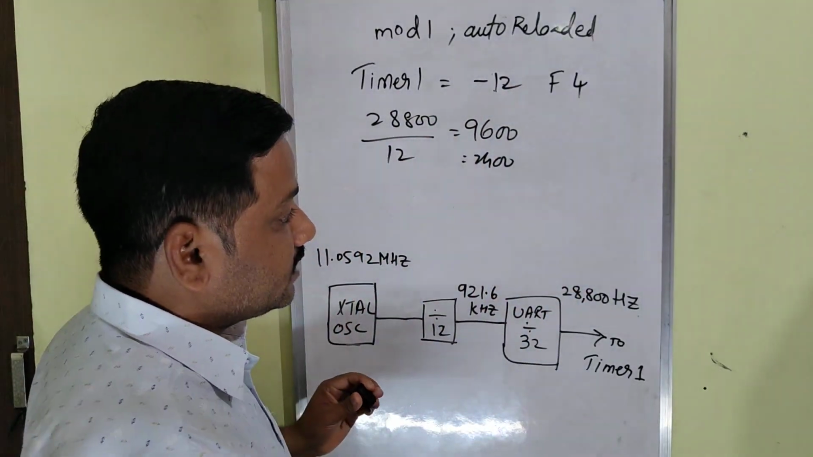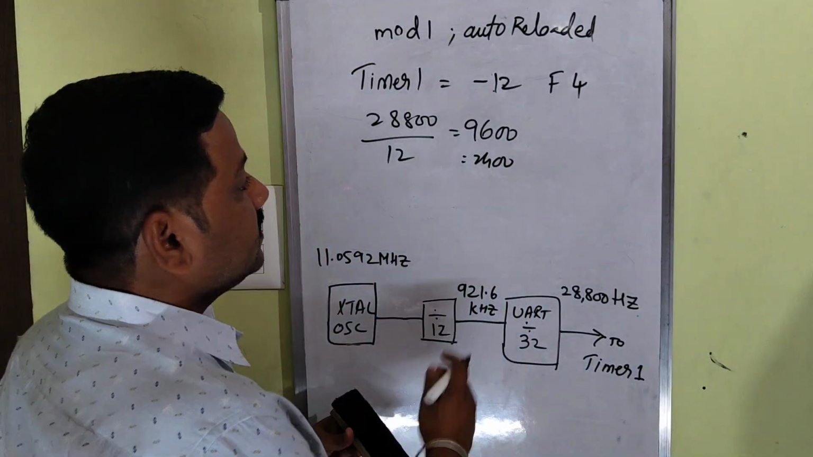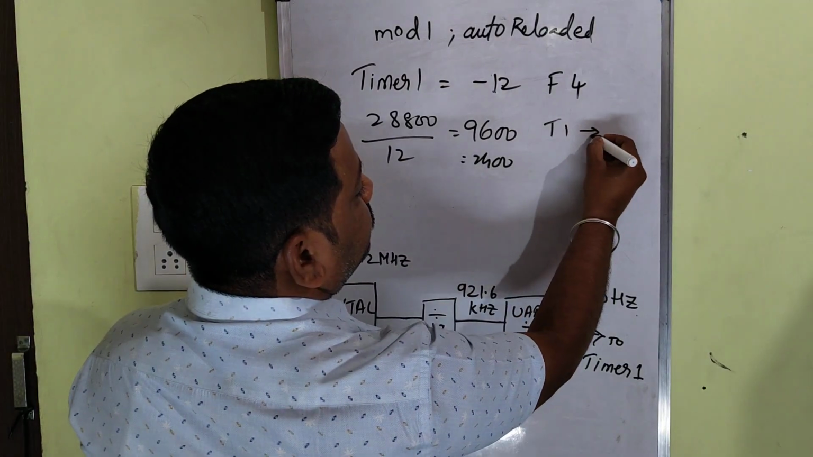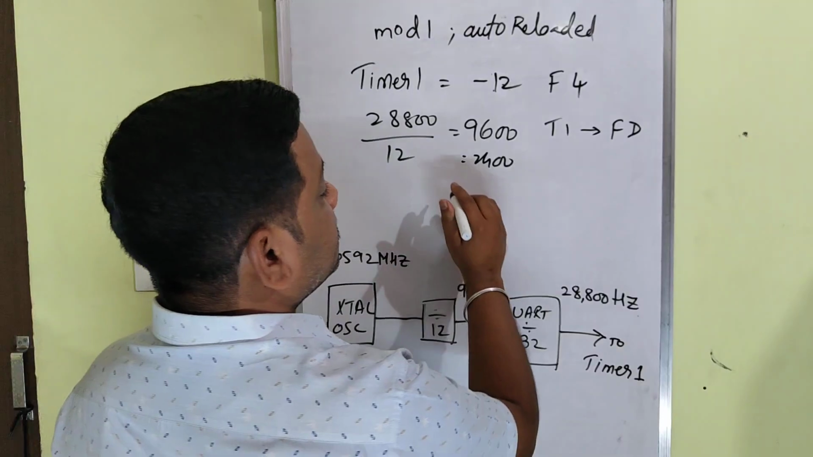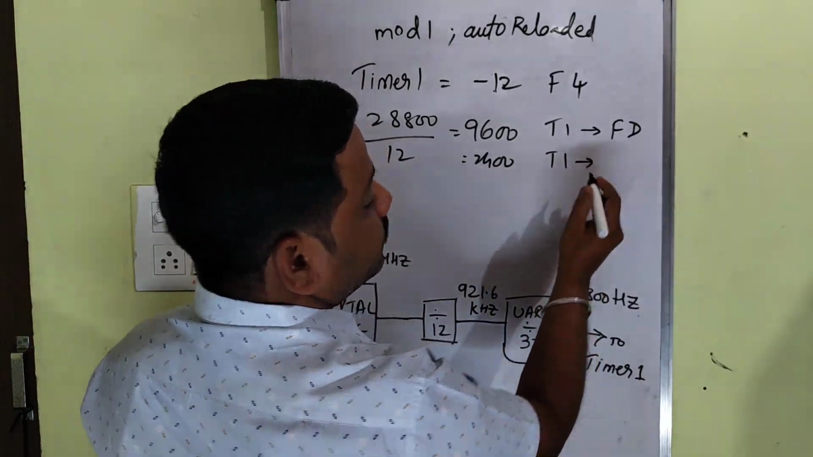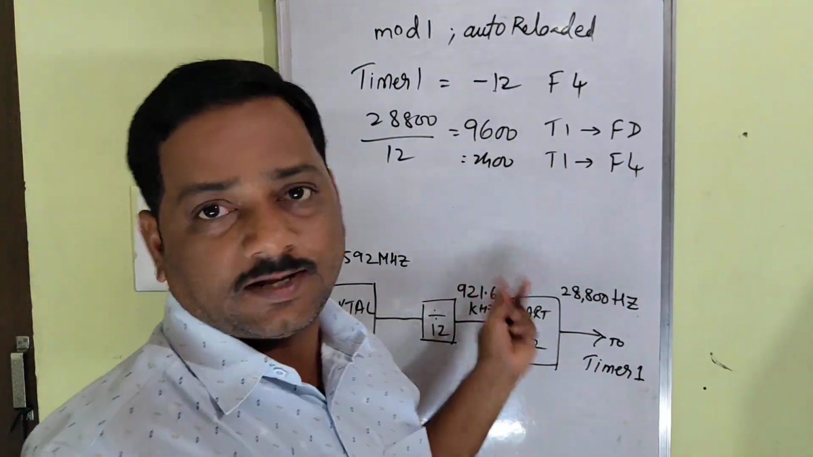Now I'll tell you one thing. I'll just put a table. If you want to select 9,600 as a baud rate in timer 1, you need to put -3, that is nothing but FD in hexa. If you want to select 2,400, you just put timer 1 as F4. Give the input F4 to timer 1.